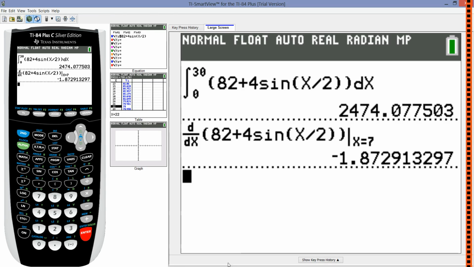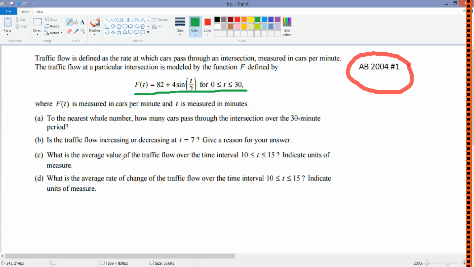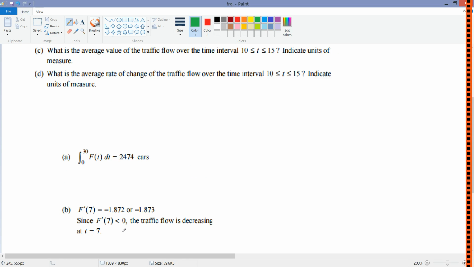Since we have a negative number, we know that the traffic flow is decreasing because the rate of change of the traffic flow is less than 0.